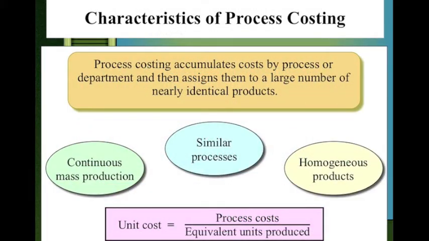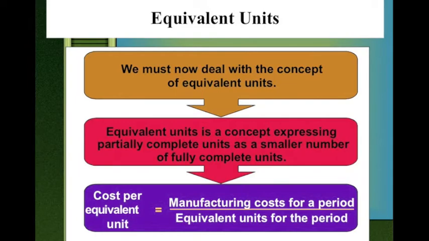So process costing is more of a mass production type of aspect, and it's a continuous process where you're always producing. You have a homogeneous product, a similar process, and a unit cost, which is your entire cost divided by the amount of equivalent units that you have. And we'll do an example.